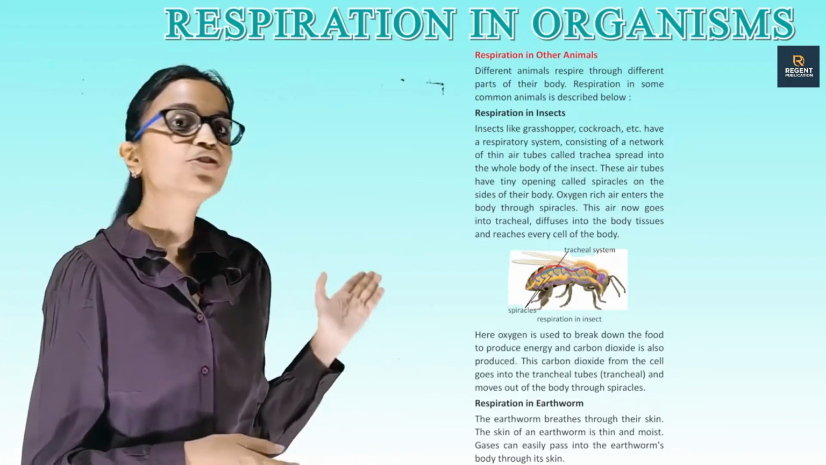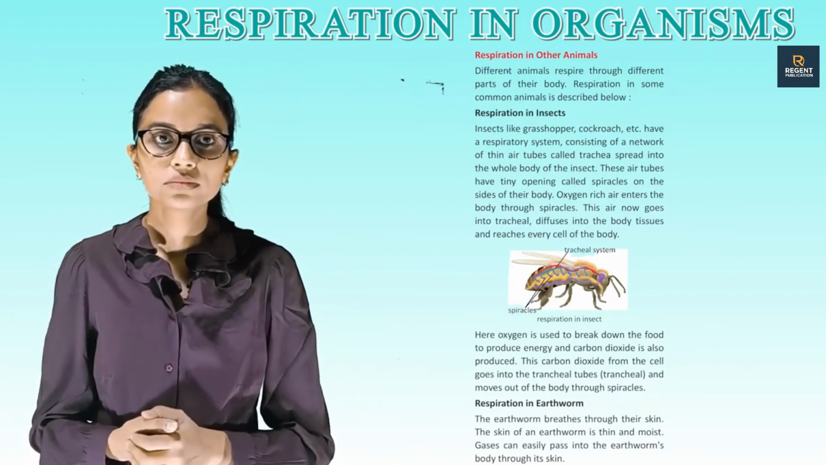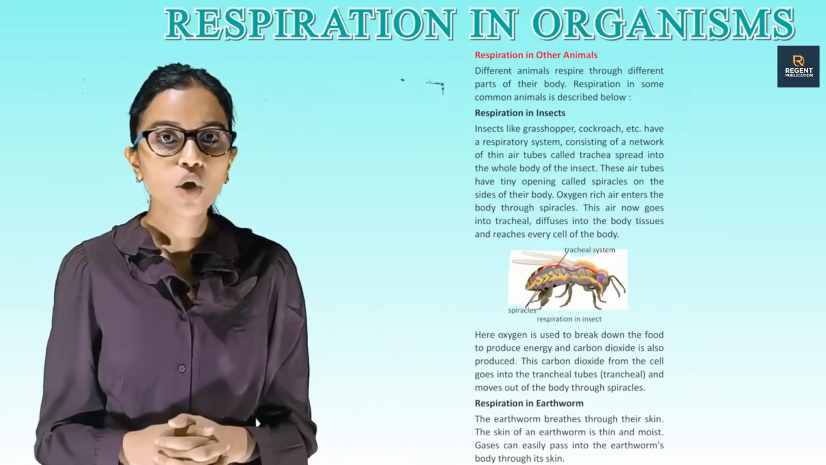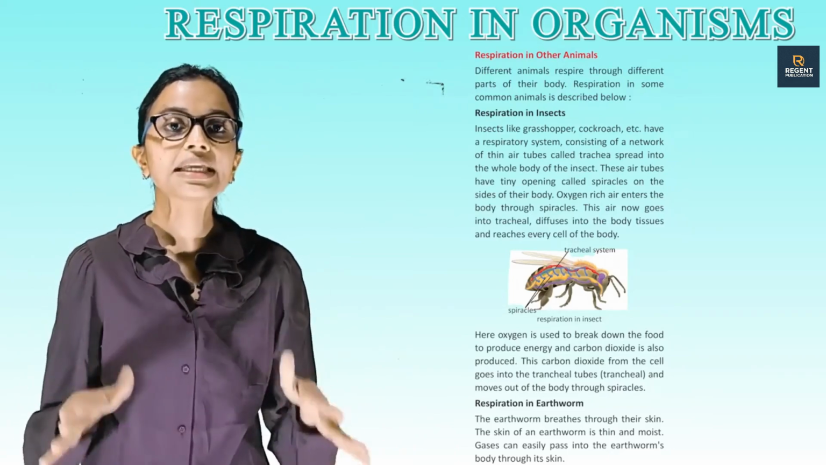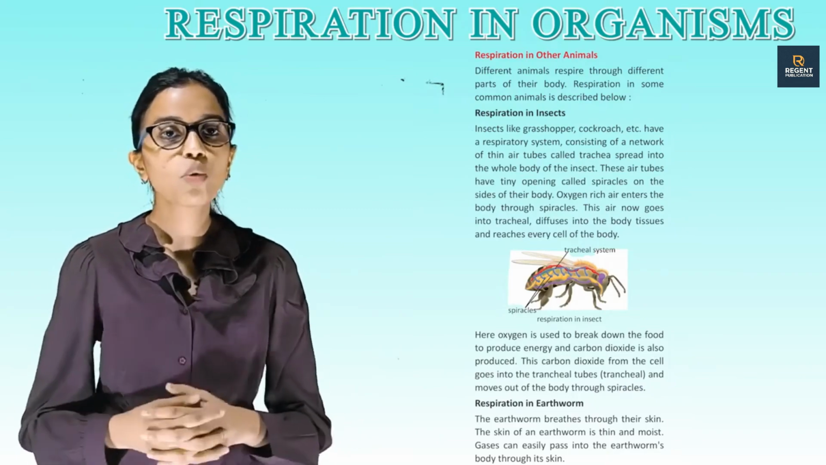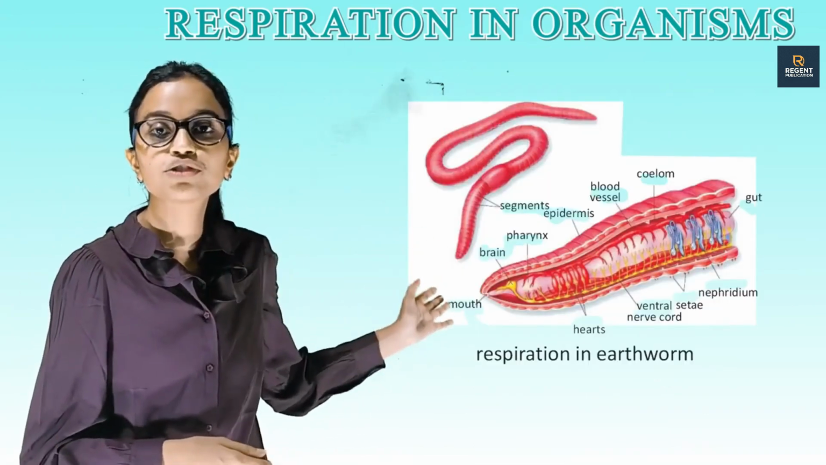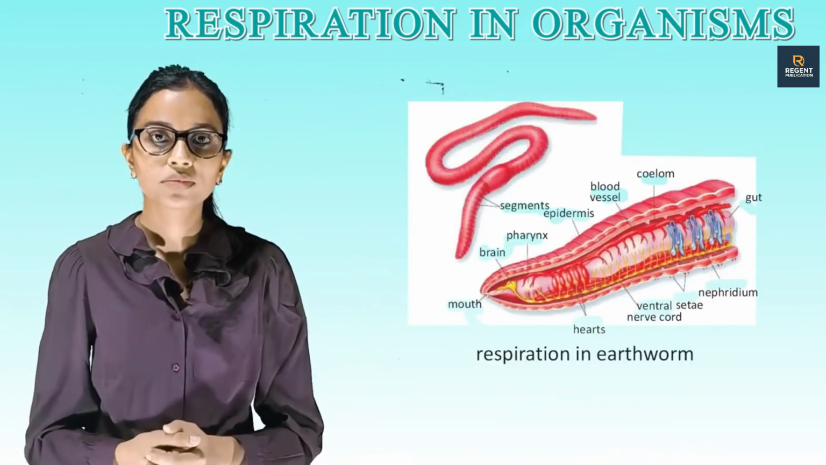Now, respiration in earthworm. The earthworm breathes through their skin. The skin of an earthworm is thin and moist. Gases can easily pass into the earthworm body through its skin. This is the diagram of respiration in earthworm.